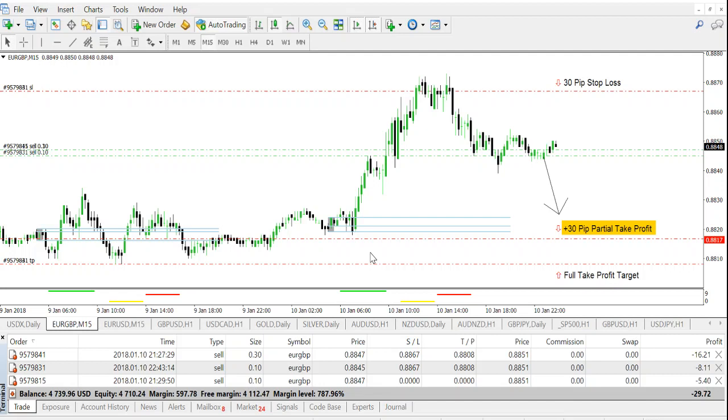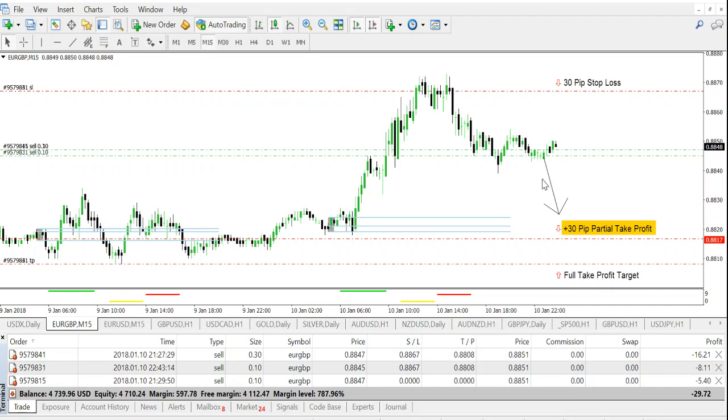Now, the reverse of this is obviously if the trade is going against you. Very, very important, you don't always want to hold out your full risk to the full stop loss, right? You want to take some off the table.